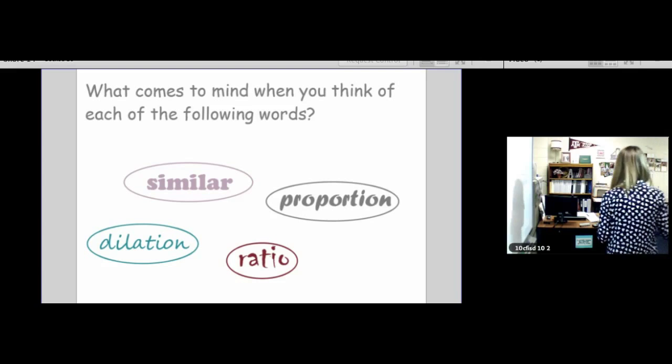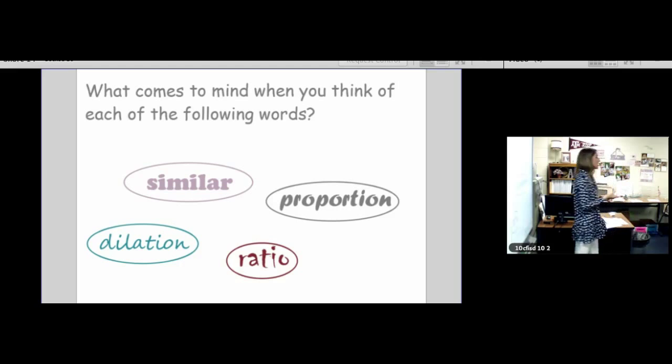Ooh, good point. Have you ever been to the eye doctor? Sometimes they dilate your eyes. What does that mean? Expand. So you have an iris and you have a pupil, right? And so it expands your pupil. Okay, good. I'm glad y'all knew what that was. Okay, wonderful. Very good.